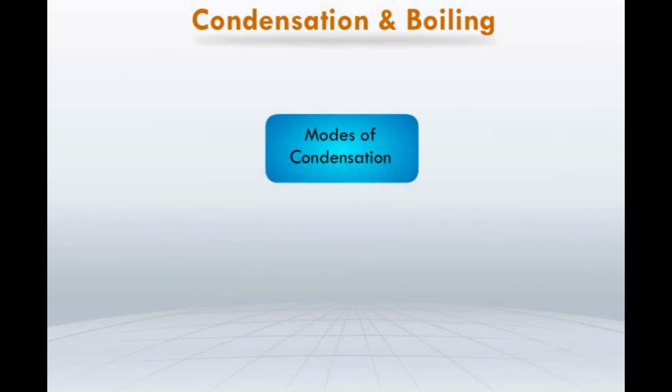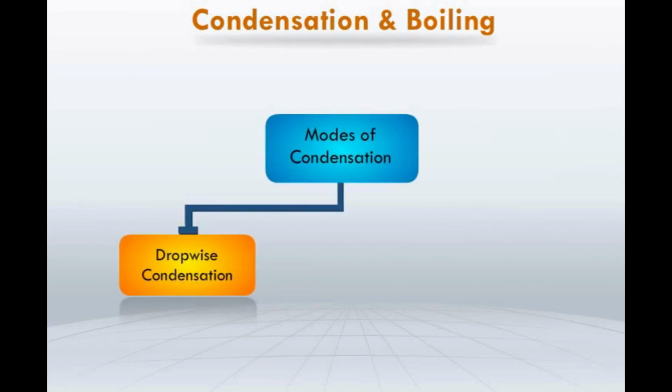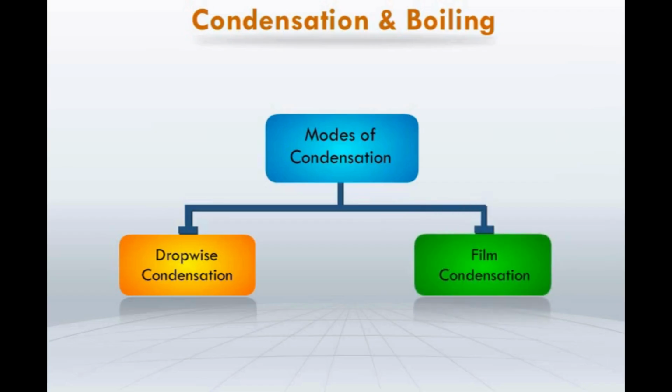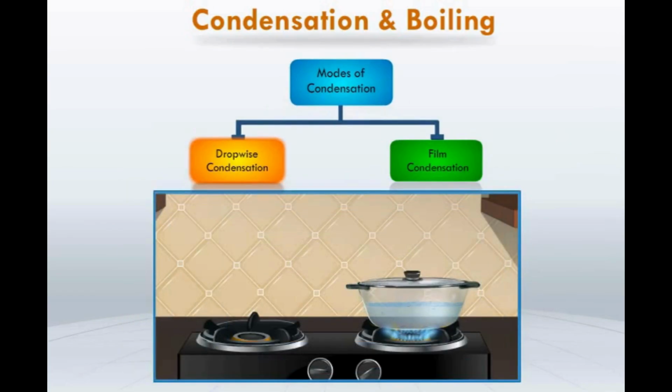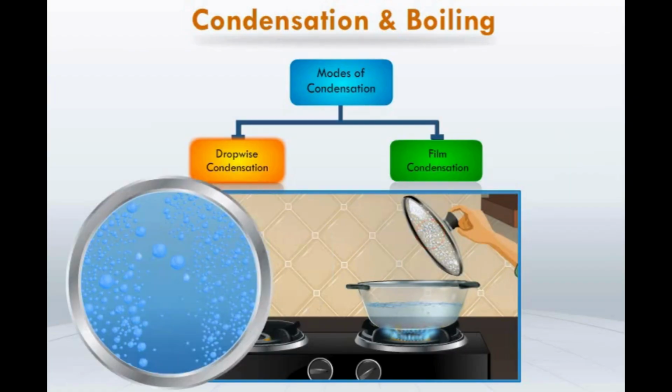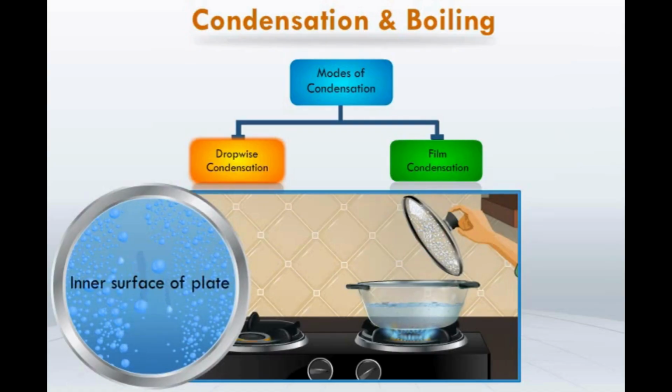Similarly, condensation is also classified into two modes. They are dropwise condensation and film condensation. We saw that when we covered the boiled water with a plate and removed it after some time, some water droplets got accumulated on the plate surface. Now, if we tilt this plate vertically, we see that the droplets slide down due to gravity, thus clearing the surface. This type of condensation is known as dropwise condensation.